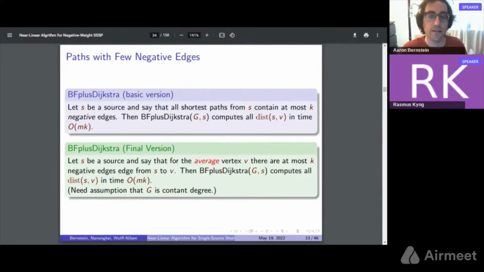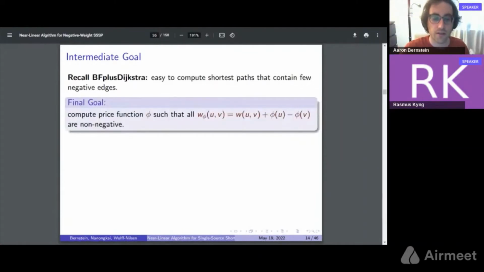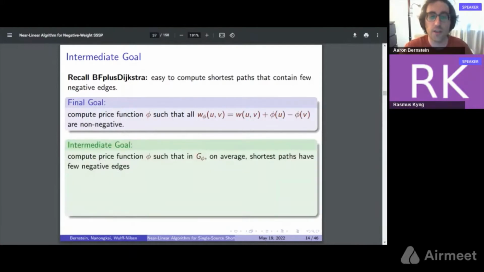So how are we going to combine this with prices? The very high level idea is we have this algorithm that works well if there are few negative edges. And we said our final goal was to compute a price function such that all edges become non-negative. And the way to achieve this final goal is we're instead going to achieve an intermediate goal. We're going to use a function which still leaves some negative edges, but only few of them. In particular, it's going to ensure that in the reduced graph, on average, shortest paths have few negative edges. And I claim if we can get this intermediate goal, then we can get to the final goal.